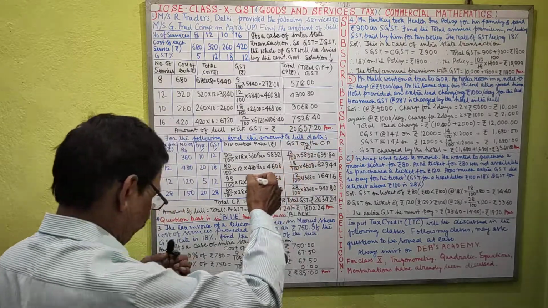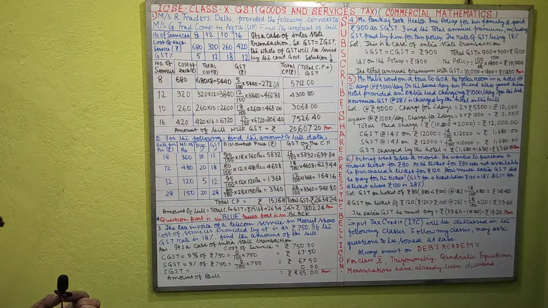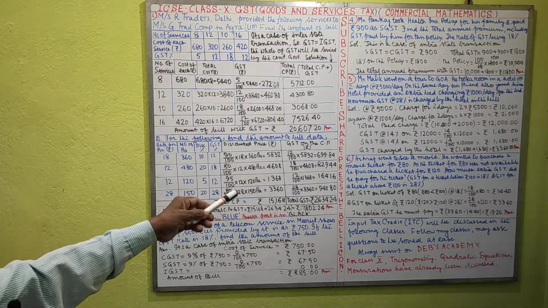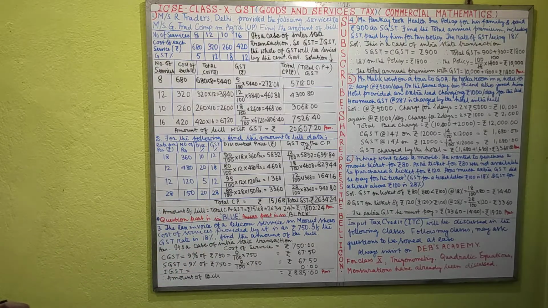The second question: for the following, find the amount of bill. Only the data has been given. This blue part is in question and the black part is the answer, in black ink. Rate per piece equals 18 rupees. Number of pieces 360. Discount 10%. GST 12%. Similarly, as before, we have to find out the discounted price.